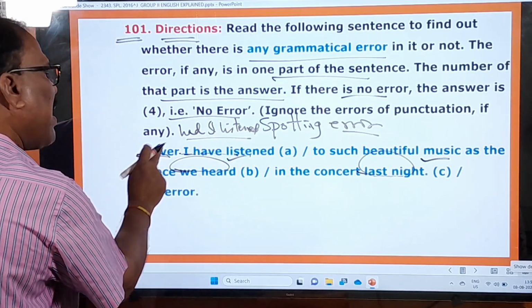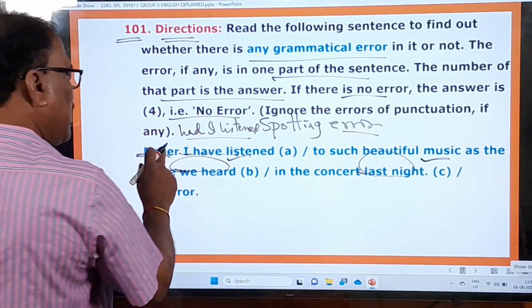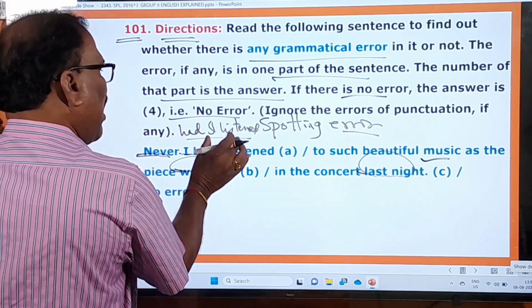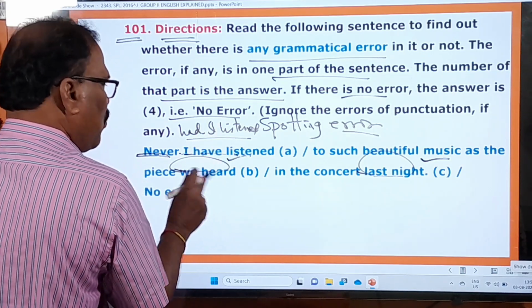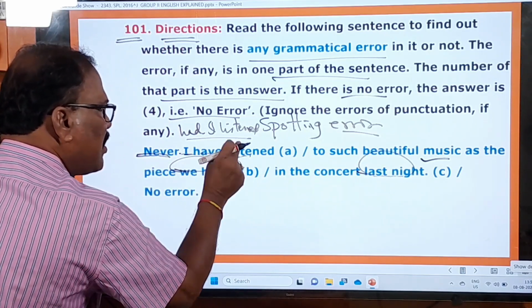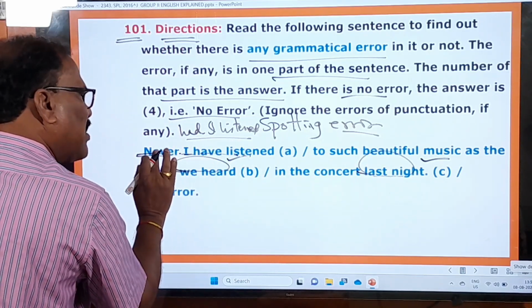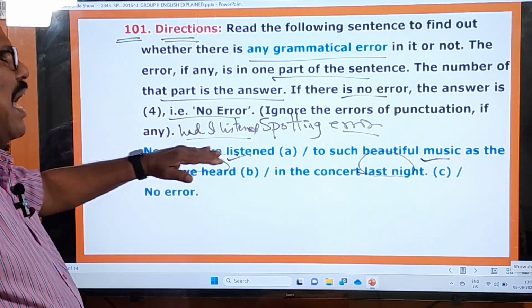You cannot say "never I have listened". You had to say "never had I listened". See, I have changed this into this because the sentence is in the past tense: we heard, past tense, last night, past tense. So because of these two things, I have changed it. Otherwise you can say "never have I listened". That's also correct.